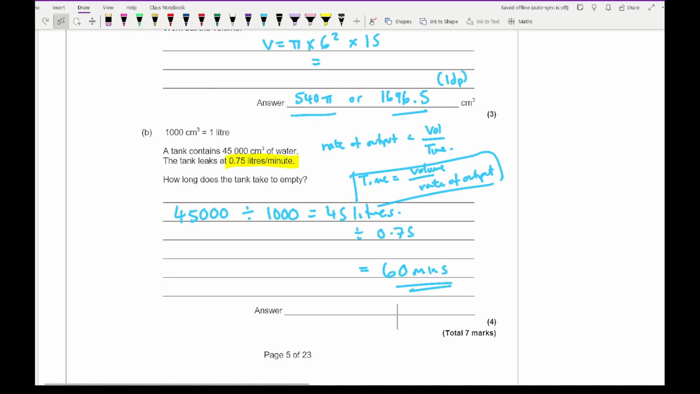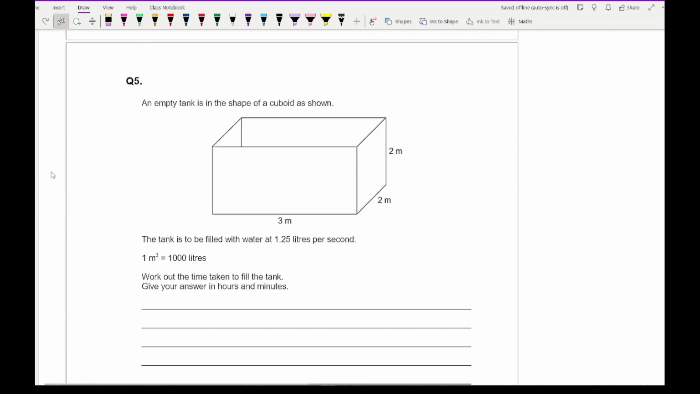Now for 4 marks, I would say that's pretty generous. You probably get maybe 2 marks for that, 1 mark for that, and then maybe 1 mark for your final answer. But again, very, very generous in that particular question.